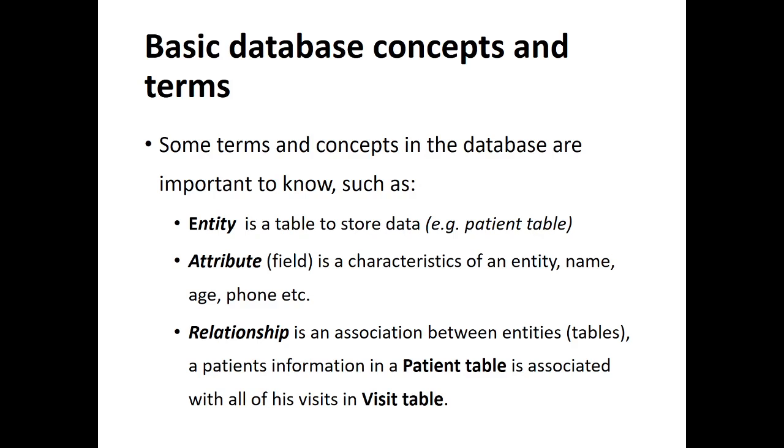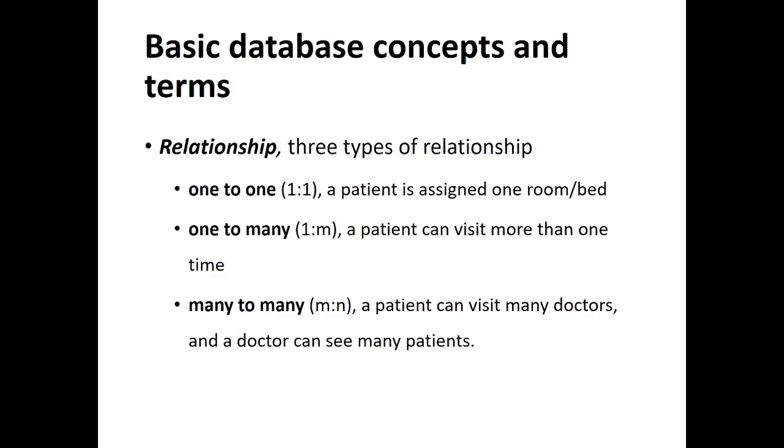So then we have a visit table as well. Now the patient is visiting, so patient information is there in the patient table and his visit information is available in the visit table. Now these two tables are related to each other. That is why we need to have a relationship between these two tables. So one more time, three concepts, three terms: entity, attribute, relationship. Remember these. Now, there are three types of relationship.